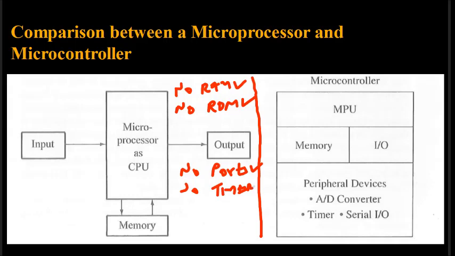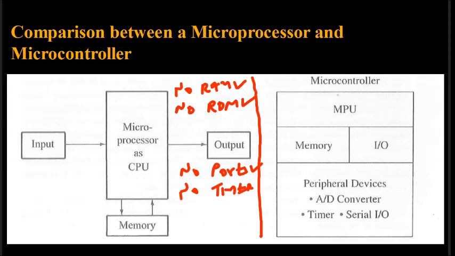Then sometimes we may need A to D conversion, because it may happen that the data is analog and we need to convert it using an analog to digital converter. We want to convert the analog input to digital output, and there is no provision, so we have to connect that externally. So this is the microprocessor.